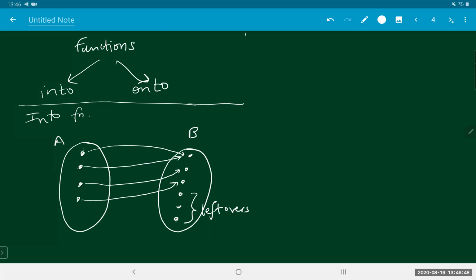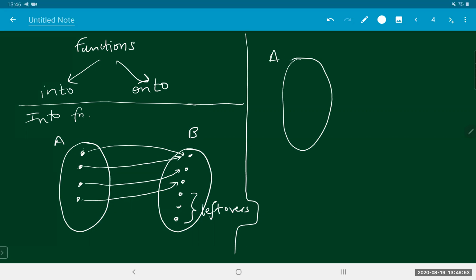On the other hand, suppose I have sets A and B.